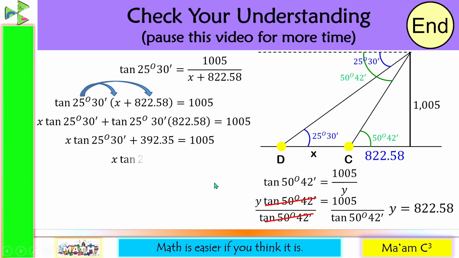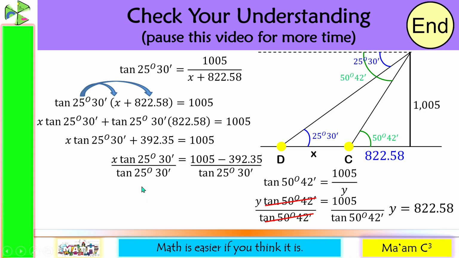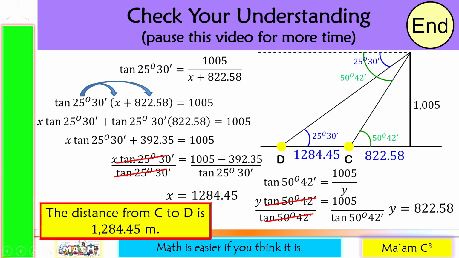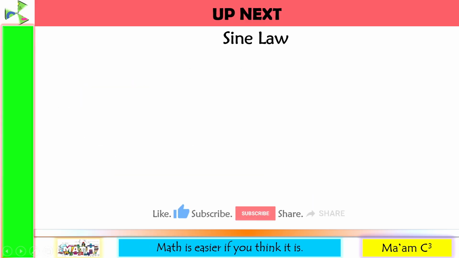Let us move this one to the other side. It will become negative. We are only after the value of x, so let us divide both sides by tangent 25 degrees 30 minutes. These two will cancel out. Use your calculator. X is equal to 1005 minus 392.35 all over tangent 25 degrees 30 minutes, and that is 1284.45. So the distance from C to D is 1284.45 meters. Got it? Our next lesson is sine law.